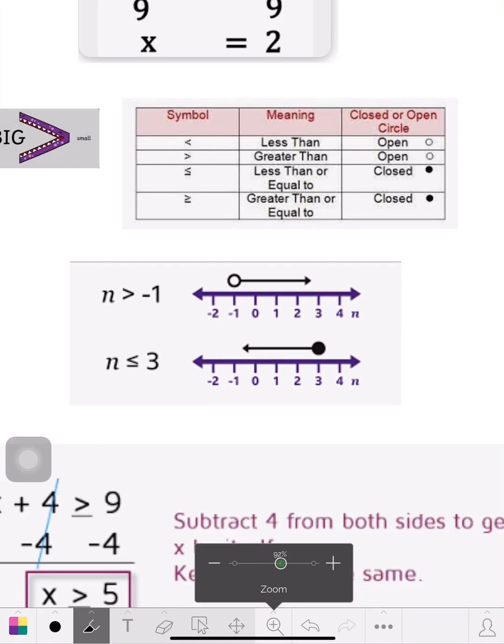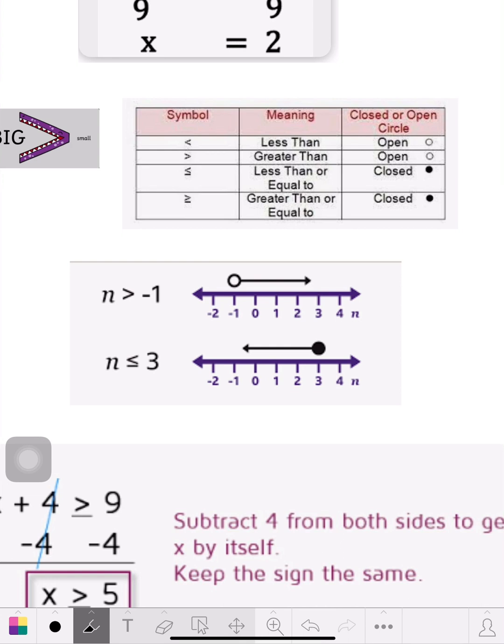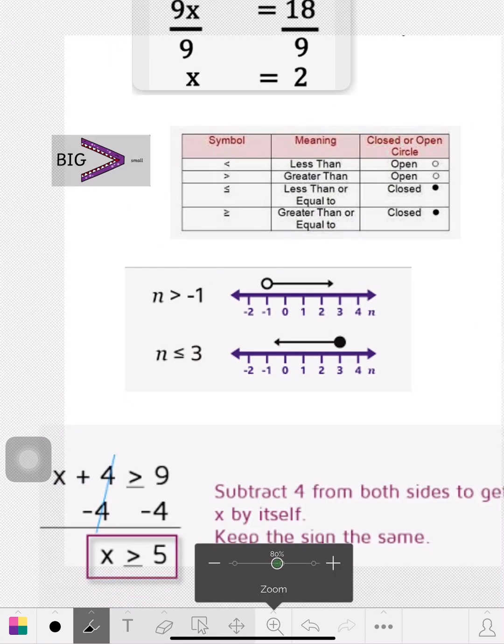Underneath there, I showed a little picture of how it looks like n is greater than negative 1. So you put a circle there because it's not equal to, so it's any number that's greater than negative 1. So it's not going to count negative 1, it's got to be greater than that, okay? And then the next one is n is less than or equal to negative 3. That means it includes negative 3. So you put a solid circle, okay, if that helps you remember.